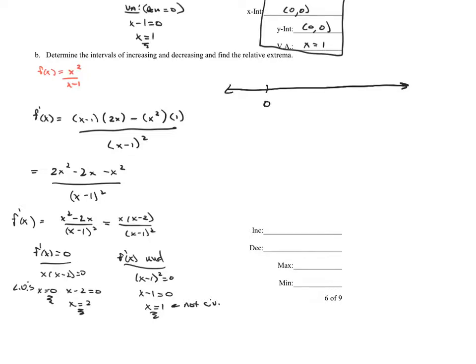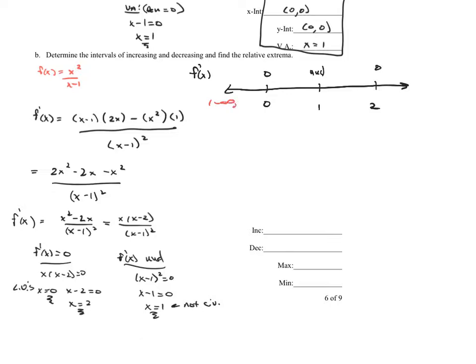Looks like we have 0, 1, and 2 if we put them in order. I'm going to go to f prime of x, and I'm going to note that at 0, f prime of x is 0, and at 2, f prime of x is 0, and at 1, it's undefined. And that helps me remember that I cannot make that a max or a min.